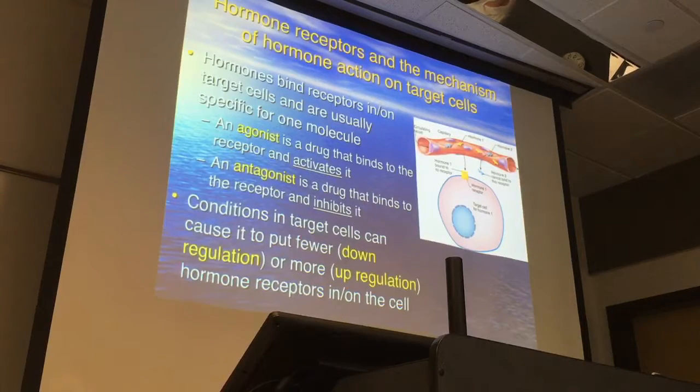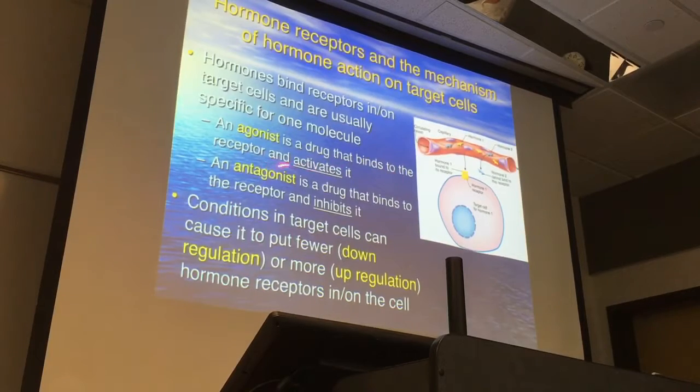Okay? Those receptors are usually extremely specific for the hormone. The receptor that binds one, there's two components of thyroid hormones, T3 and T4. They both bind the same receptor. Epinephrine and norepinephrine both bind the same receptor. That's rare. Beyond that, there's virtually nothing that has the same kind of response as those two.